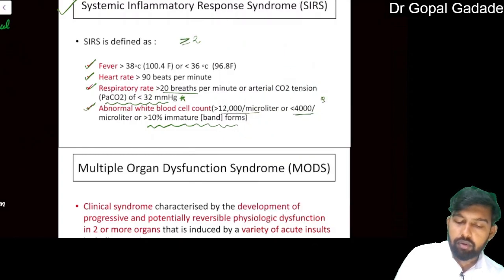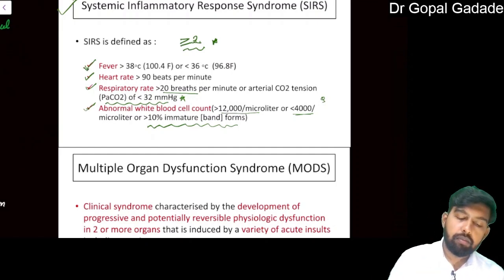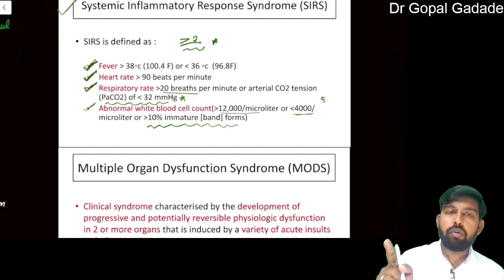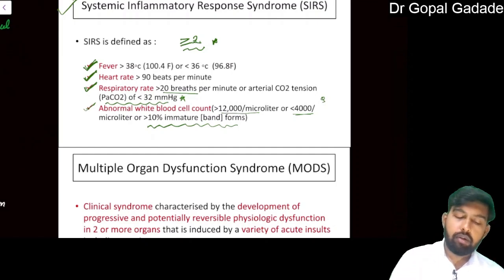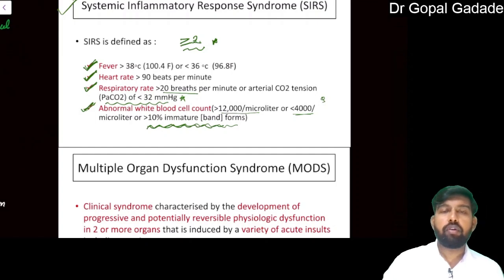So the presence of two or more of these features suggests systemic inflammatory response syndrome. Remember: fever more than 38 degrees Celsius, heart rate more than 90 beats per minute, respiratory rate more than 20, or PaCO2 less than 32 mmHg, or a raised TLC more than 12,000, or a decrease in the TLC less than 4,000, or more than 10% band forms. So the presence of two or more of these features is considered systemic inflammatory response syndrome.